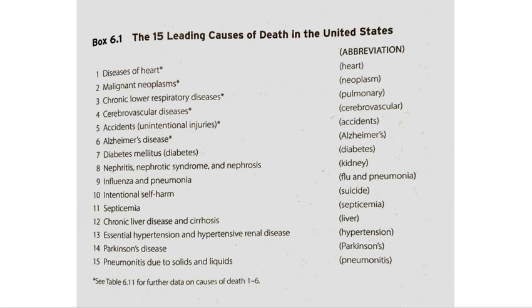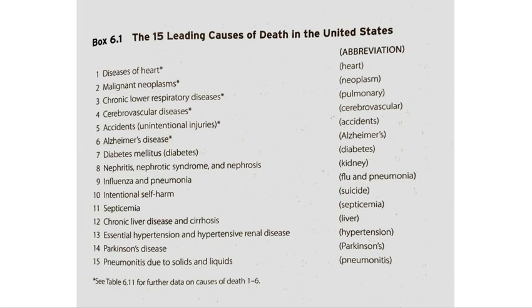Which of these has the greatest potential for prevention? We'll come back to that. Alzheimer's disease comes after that, followed by diabetes, kidney problems, flu and pneumonia. Some of these are more age-specific, such as the elderly are more vulnerable to flu and pneumonia. Number 10 is intentional self-harm, which includes suicide, which is, of course, something people hope to prevent, and so on.